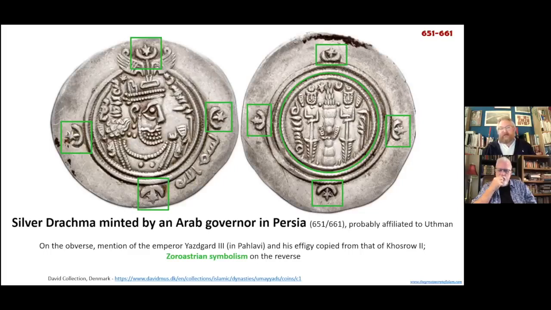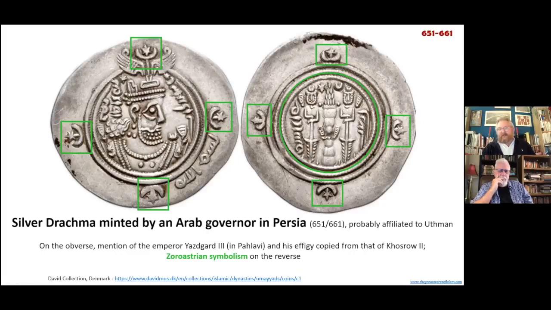We have here symbolics that are anti-Islamic. You cannot have a Muslim ruler putting, it's not a pagan worship, but putting some Zoroastrian symbolism on his coins. This cannot be. There is a flagrant contradiction here.